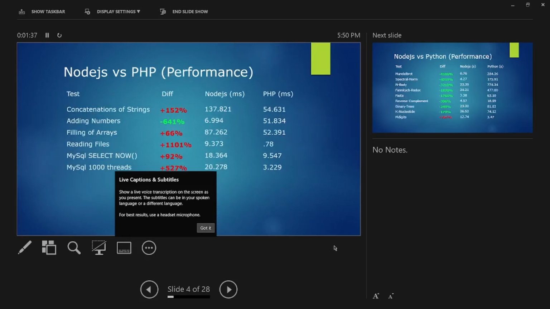So if I come up here, PHP. Wow. Now look at what those tests are: concatenating strings, adding numbers, filling arrays, reading files, MySQL. So if you're using MySQL, don't use Node, right? It's not the right choice. But if you're doing I/O work, because PHP is a synchronous language, then use Node. And even more so if you're using something like MongoDB, which is JSON-based and document-based. Tools, not rules. I'm going to say it over and over again. Tools, not rules.